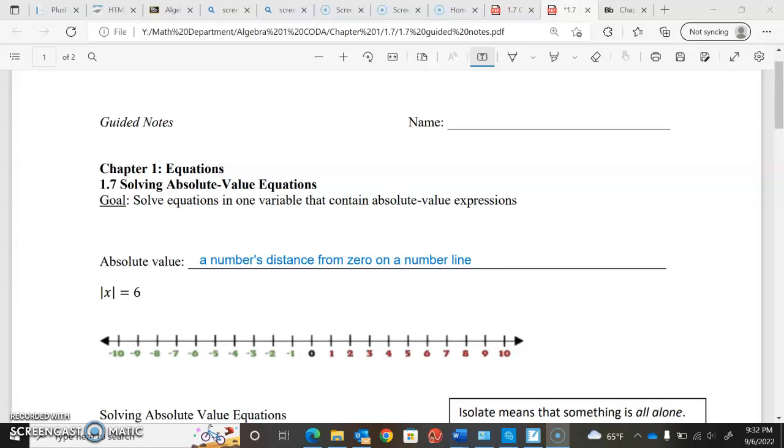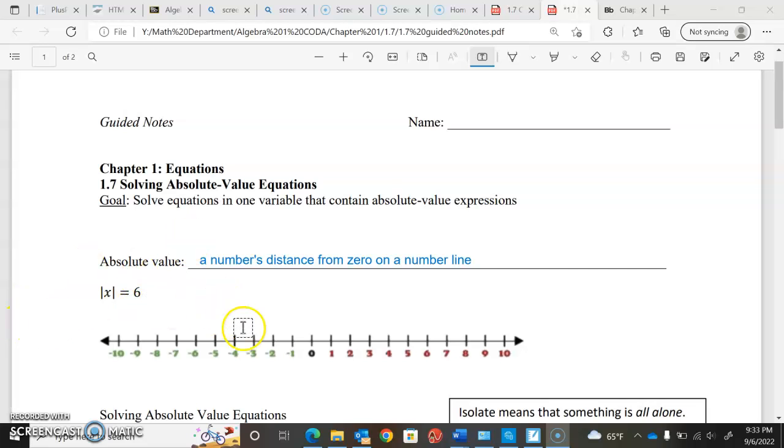class time today to still do what we were going to do, which is looking at how to solve absolute value equations. So our goal today is to look at equations that have absolute value expressions in them. So what is absolute value?